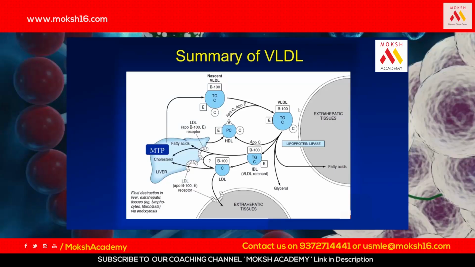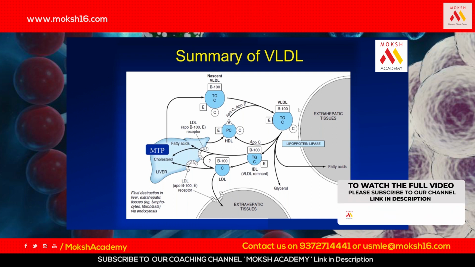Summary of VLDL. We all know that VLDL particles are formed from the liver. We are dealing with endogenous lipids. So whenever I have to distribute endogenous lipids, I do it via VLDL particles. So the starting place where the VLDL is produced is the liver. So what happens in the liver?